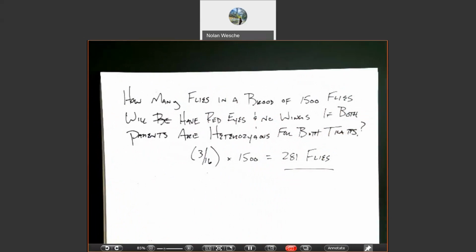So that's how you can estimate the number of flies with the phenotypic ratio that you have figured out from the problem. Okay, so that's dihybrid crosses. You can see 6 problems like that on the problem set.